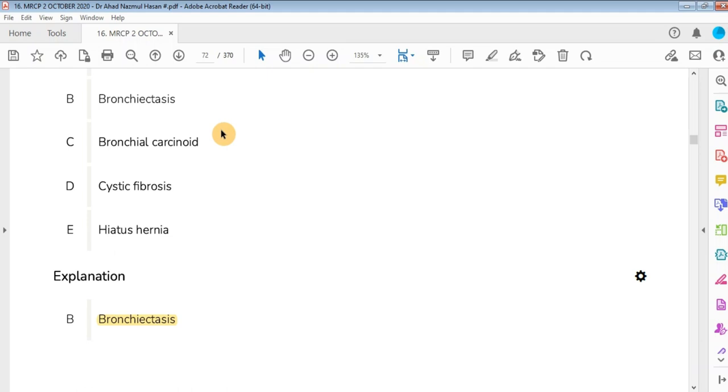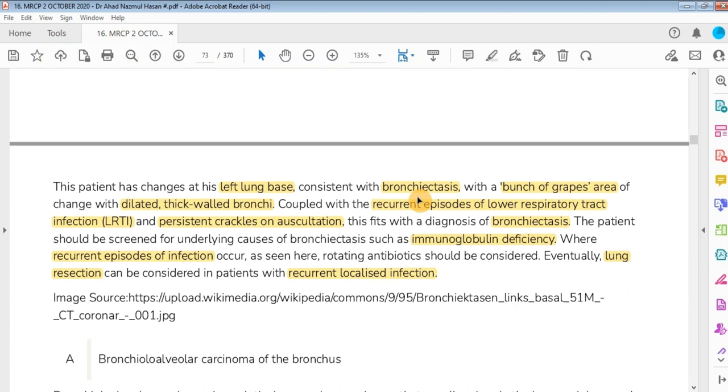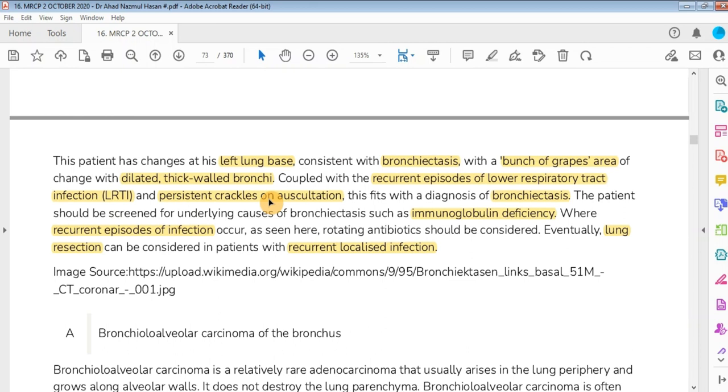This patient has changes in the left lung base consistent with bronchiectasis, with a bunch of grapes-like changes with dilated thick-walled bronchi, coupled with recurrent episodes of lower respiratory tract infection and persistent crackles on auscultation. This fits with the diagnosis of bronchiectasis.